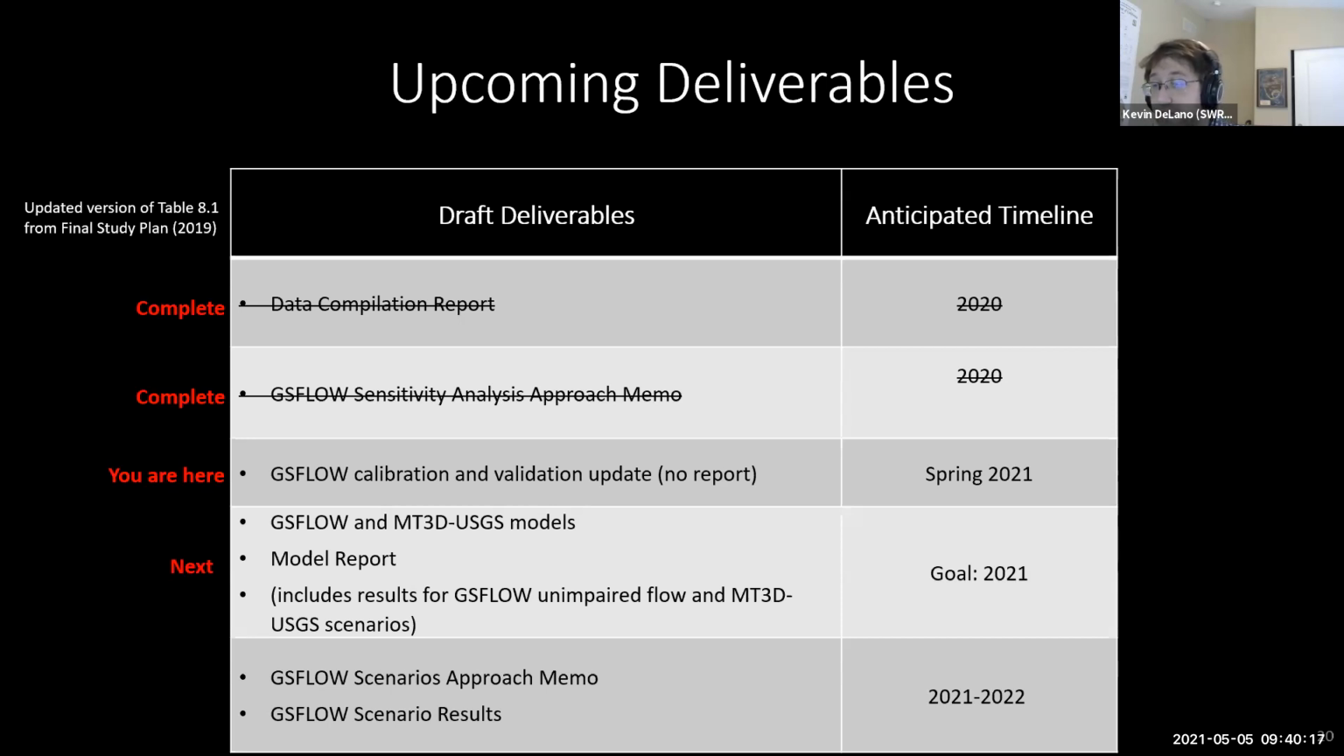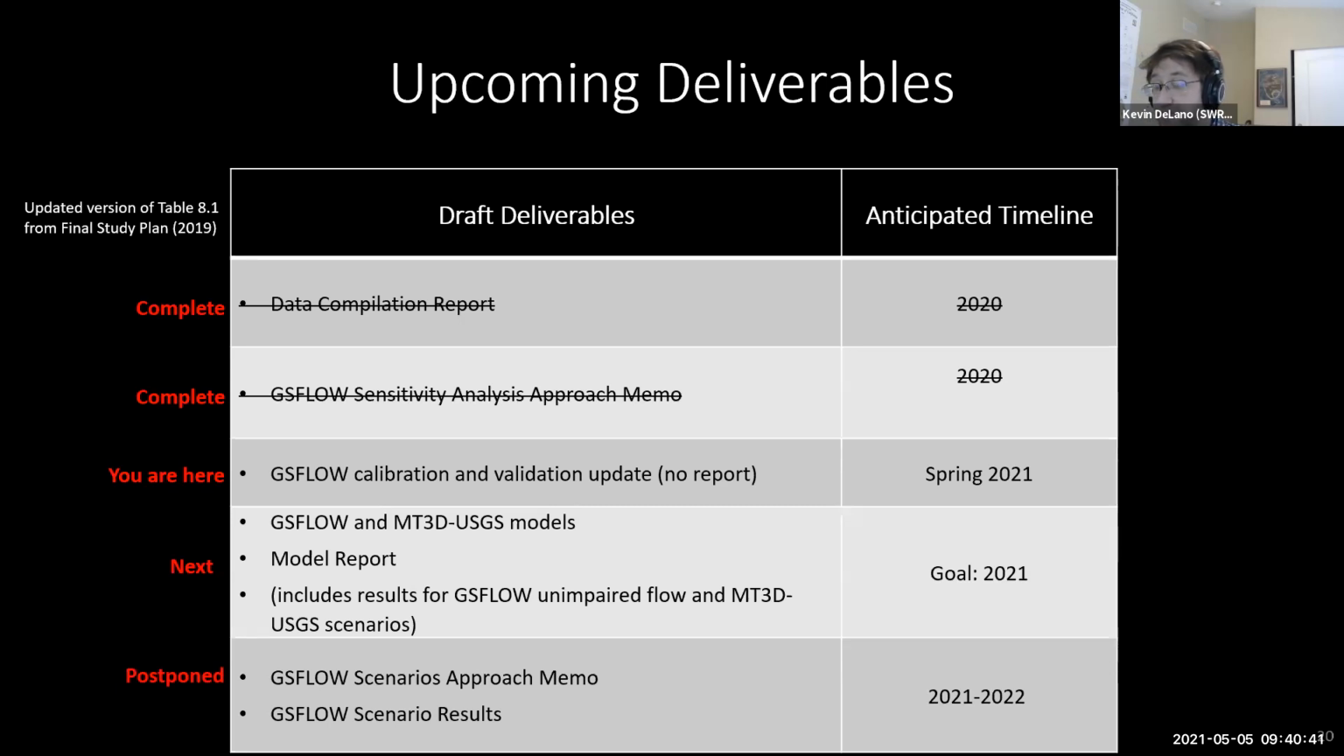The model report will include draft results for one GSFLOW scenario, which is unimpaired flow, and will include the results for all nitrogen transport model scenarios. That's the MT3D-USGS model. To help meet this timeline, we've actually postponed development of our other scenarios and publication of those scenario results.